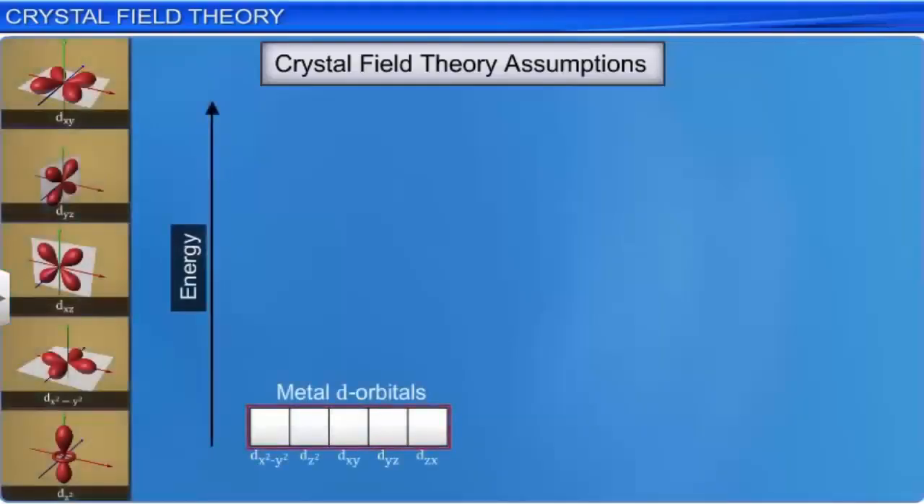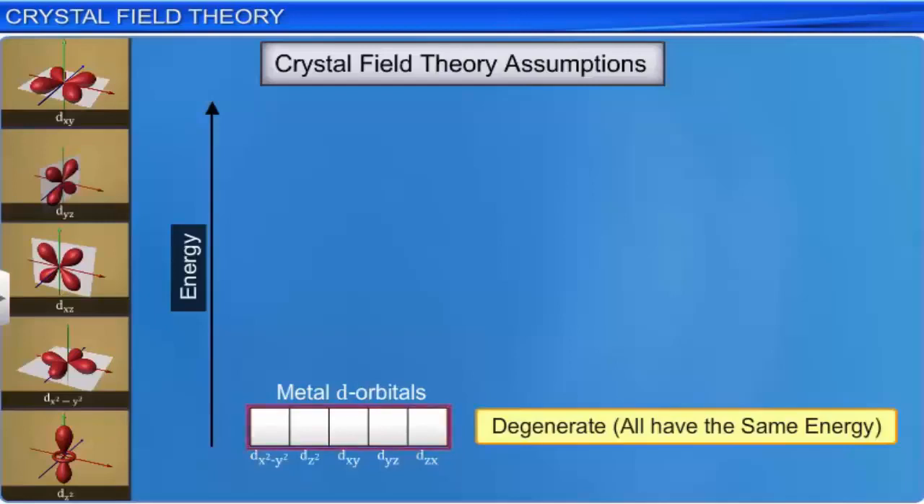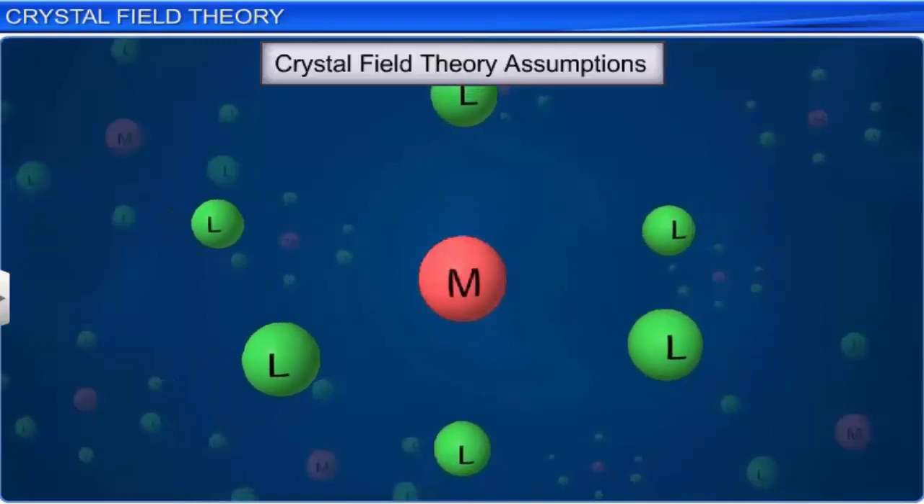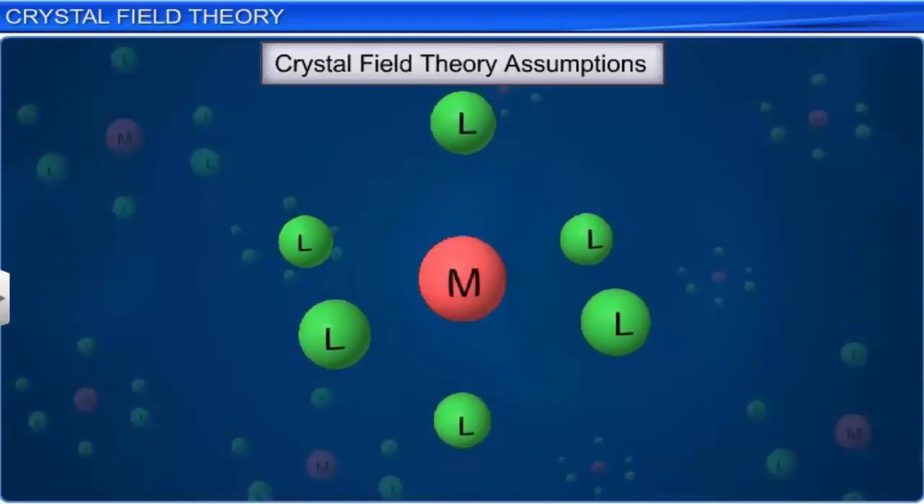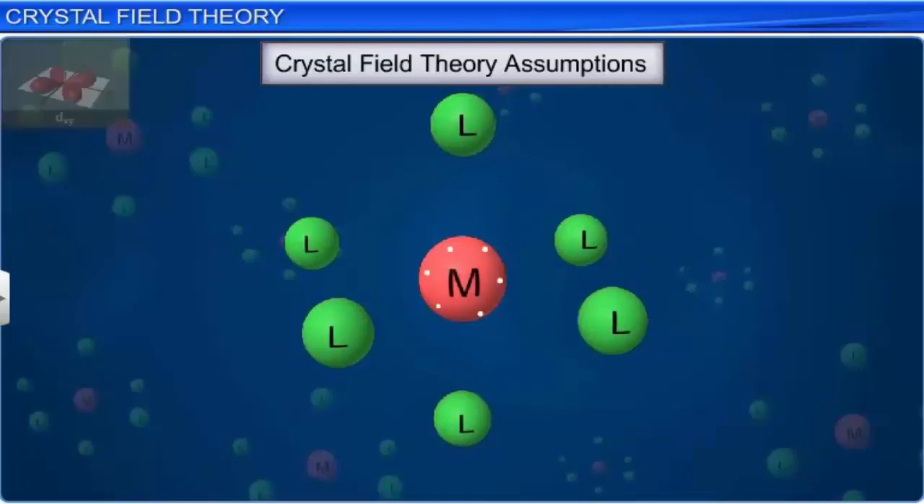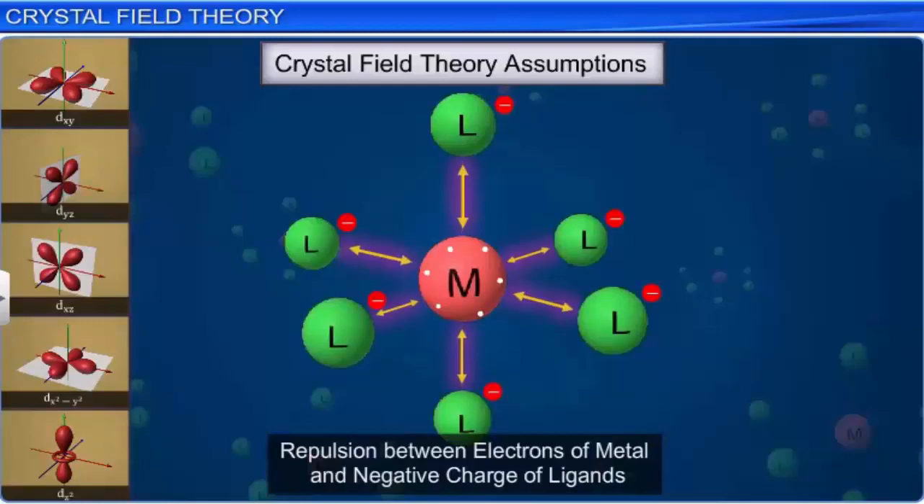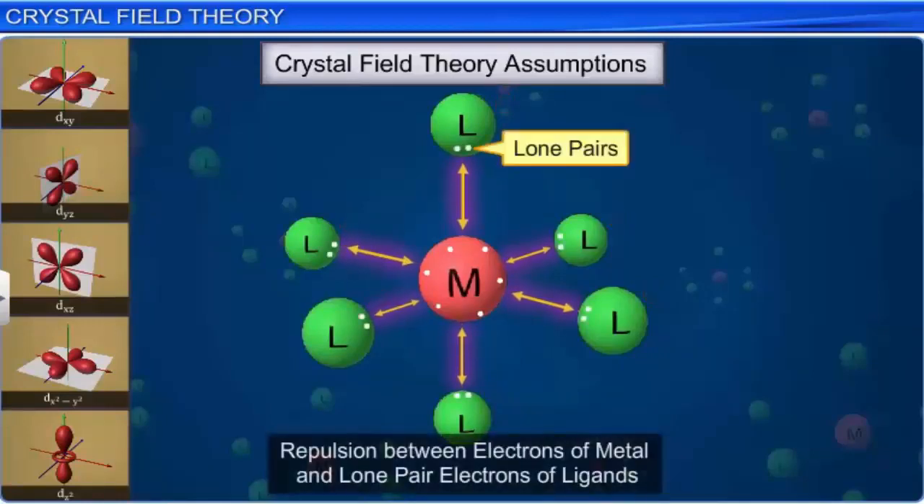The 5 d orbitals in an isolated gaseous metal atom or ion are degenerate. That is, they all have the same energy. However, when the ligands approach the metal ion to form a complex, the electrons in the d orbitals of the metal will be repelled by the negative charge or lone pair electrons of the ligands due to the repulsion between the like charges.